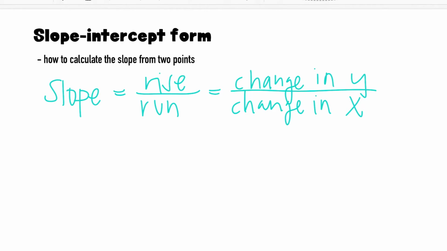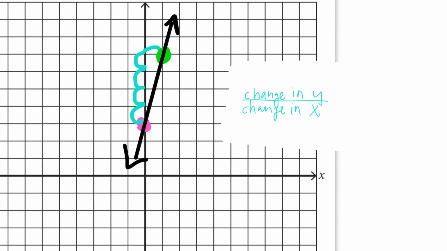The last topic we're going to cover in this video is how to calculate the slope from 2 points. So in order to figure out the slope from 2 points, we're going to build on the idea that the slope is really just the change in y over the change in x. Let's look at this line, for example.